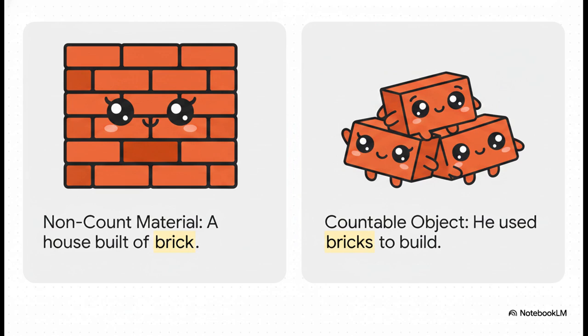Consider a word like brick. In one context, if it's functioning as an undifferentiated non-count material, you might say, a house built of brick. But if you just shift your grammatical environment, it suddenly becomes a discrete countable object. He used bricks to build the house. We are quite literally reshaping the physical reality of the noun simply through a lexicogrammatical shift. The noun itself is completely flexible. It's the grammatical environment that assigns its boundary.